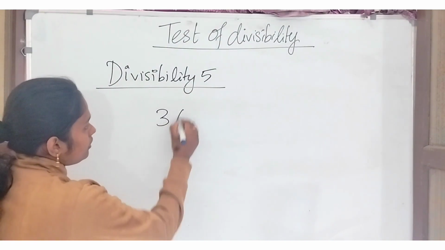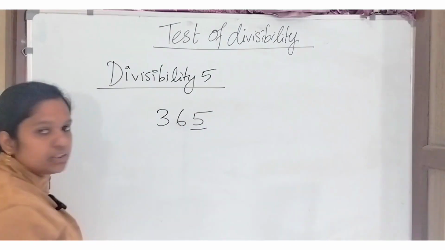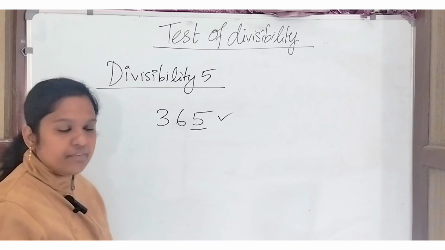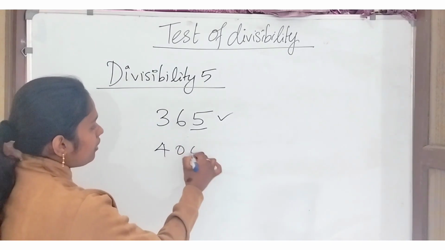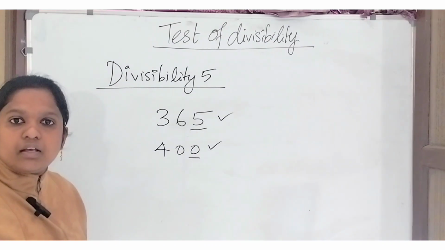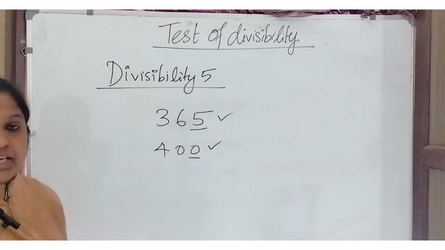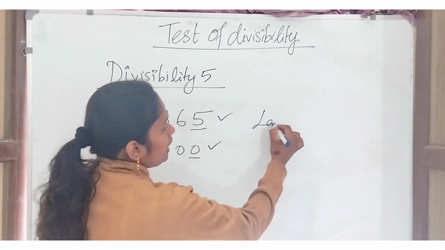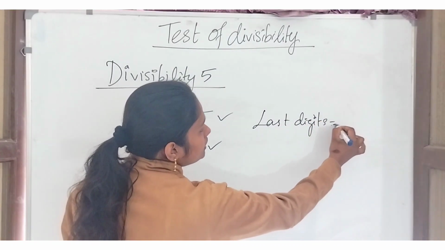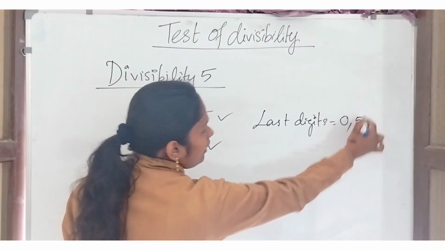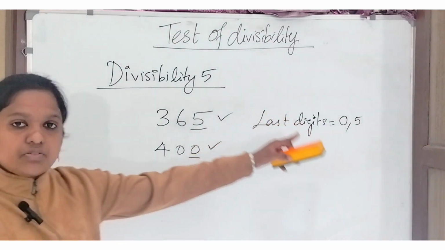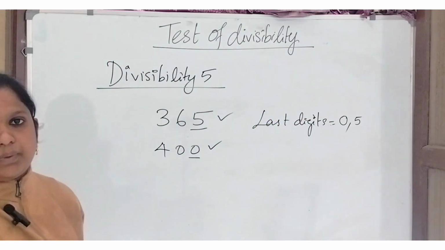I have written one number now, and the last digit is 5. Then we can say that that number is divisible by 5. One more number, 400. The last digit is 0. This is also divisible by 5. If you see any number whose last digit is 0 or 5, then it is divisible by 5. If it is 0, it's divisible by 5. If it is 5, that is also divisible by 5.